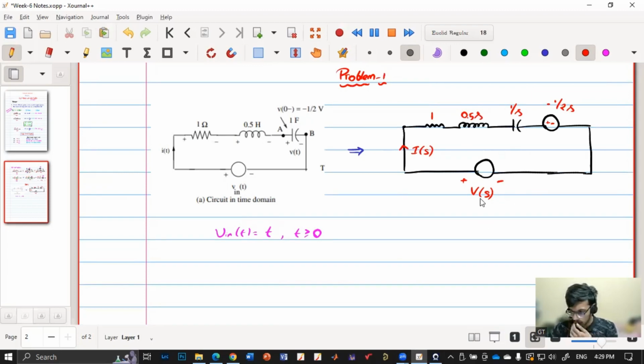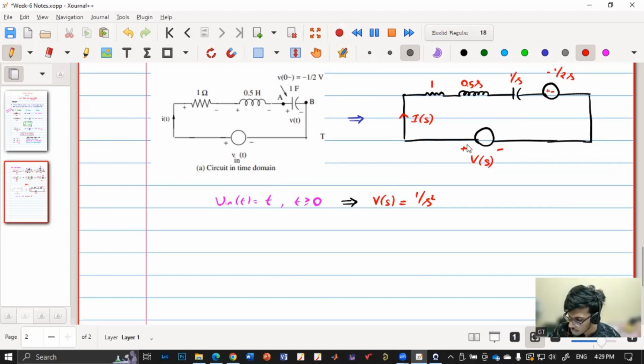So here V of S. If this is V in of t, we'll come back to the table of results of Laplace transforms. But for the time being, just believe that if V of t is t, V of S is 1 by S square. You know this, right? I'll come back to that table, so you can quickly refer to it.